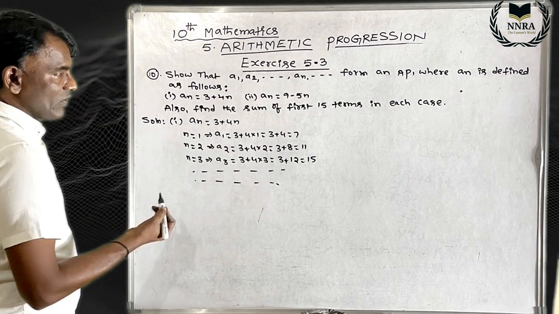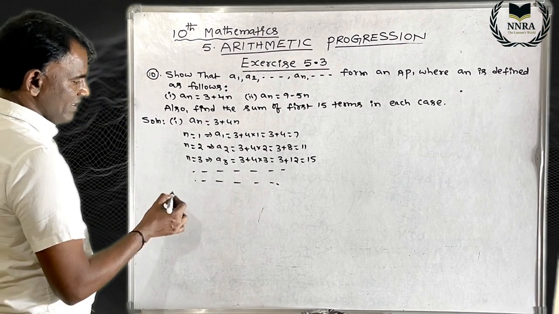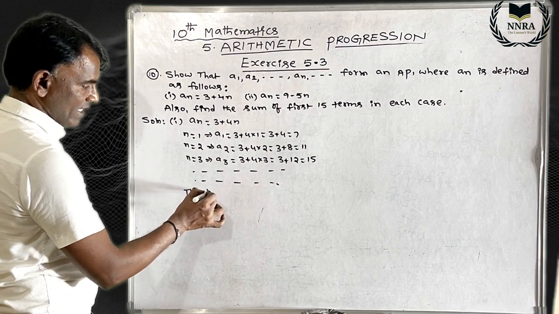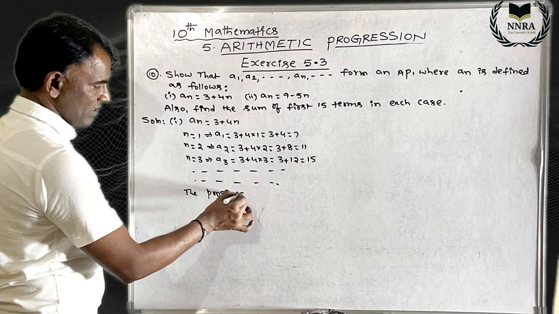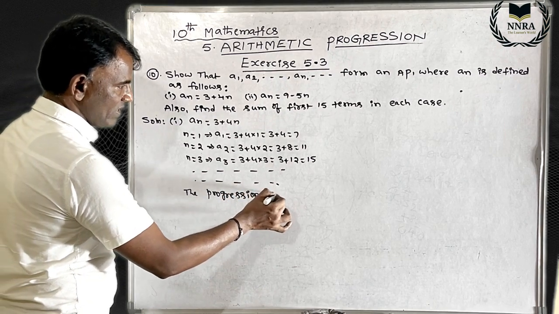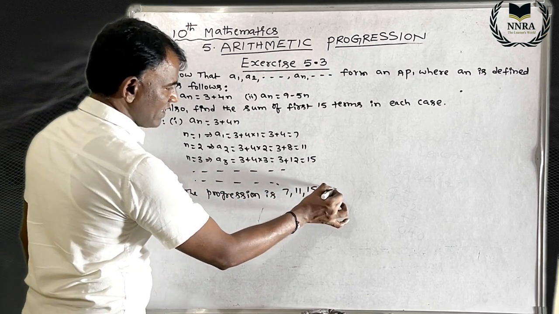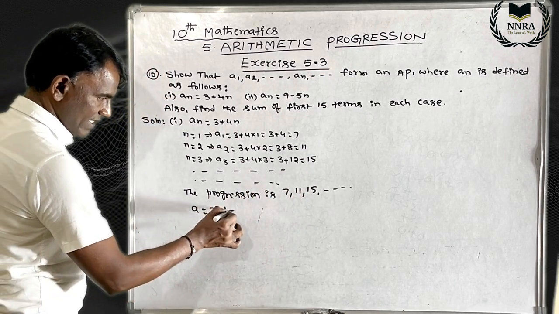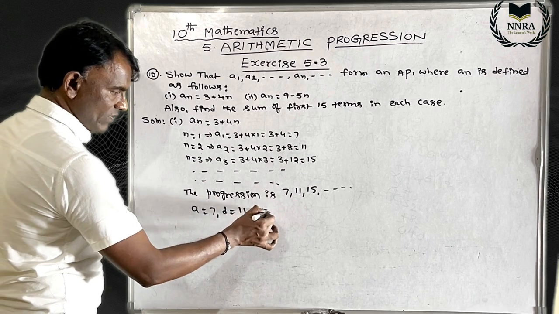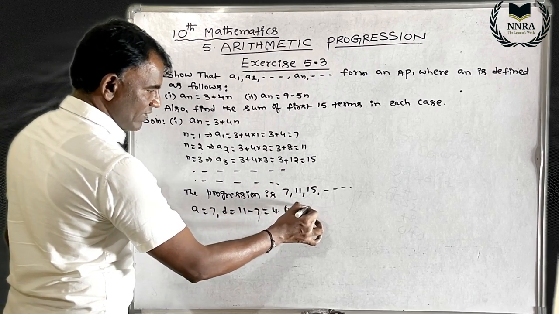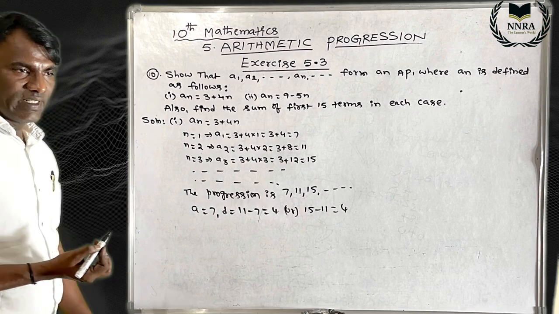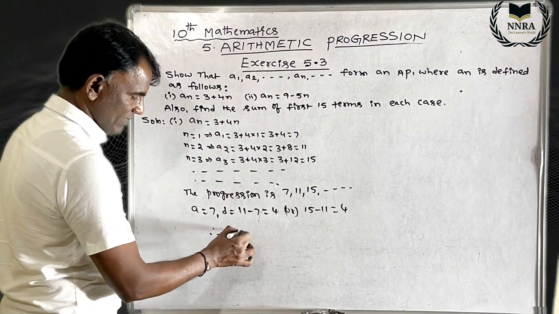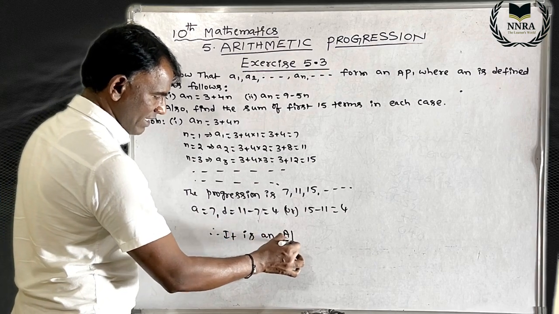Then this is the given progression, right? So how to write it? Therefore, the progression is 7, 11, 15 and so on. In this, what is the first term? That is a, 7. d equal to 11 minus 7 equal to 4, or 15 minus 11 equal to 4. So in both the cases d is the same, equal. Then we say that it is an AP. Therefore, it is an AP.